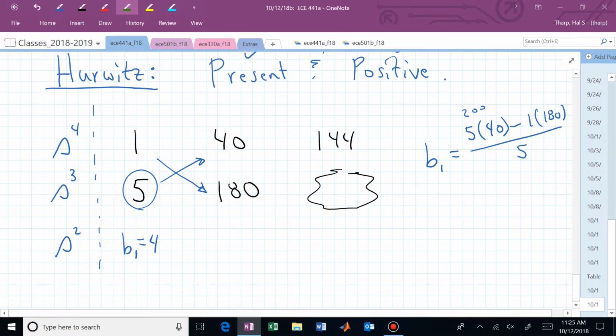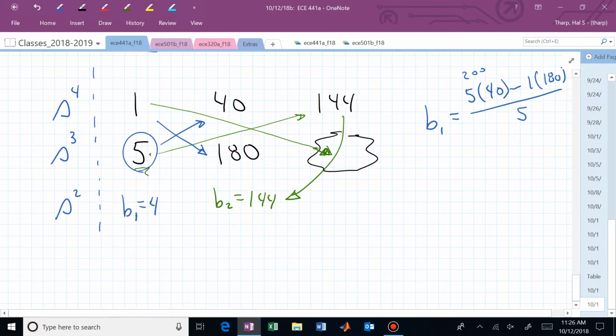If I'm now computing b sub 2, I'm using 5 with 144 minus 1 times nothing. So now I have 5 times 144 divided by 5. So this now becomes 144, and I knew that really was going to result because I had this empty element sitting underneath the 144. Now let me continue and build the s1 row of the Routh array.